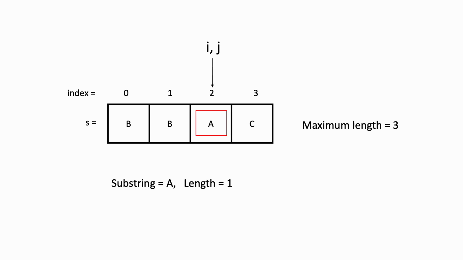Now we increment our ith pointer and reset the jth pointer to the ith pointer. The substring is "A" whose length is 1 but the maximum length is 3 which is greater than 1. So we'll keep the maximum length as is. We increment the jth pointer. The new substring is "AC" with length 2 which is less than the maximum length which is equal to 3. So we do nothing. We'll increment our ith pointer and reset the jth pointer to the ith pointer. The new substring is "C" with length 1 which is less than the maximum length. Now the ith pointer has reached the end of the string, so we'll return the maximum length 3.